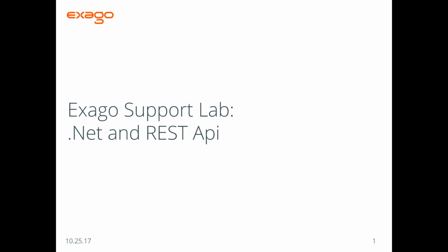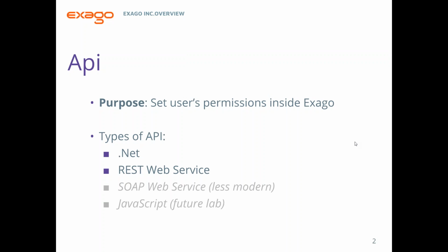Today we're going back to what we're considering the basics, the real core of Exago, in terms of the single sign-on capabilities. So we're going to look at a live case example of a .NET API and a REST API integration. Now you may say, well, what's an API? So this is going to be a fairly technical lab. We're going to get into some code, but I want to give everyone sort of a base level.